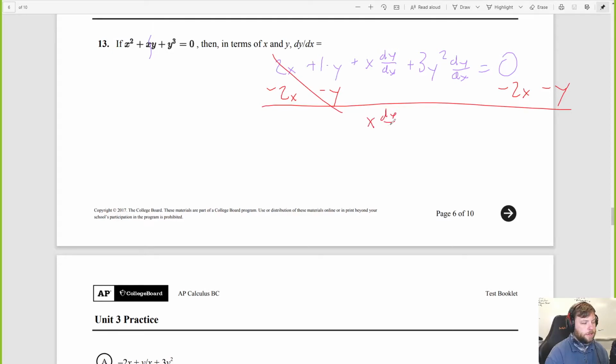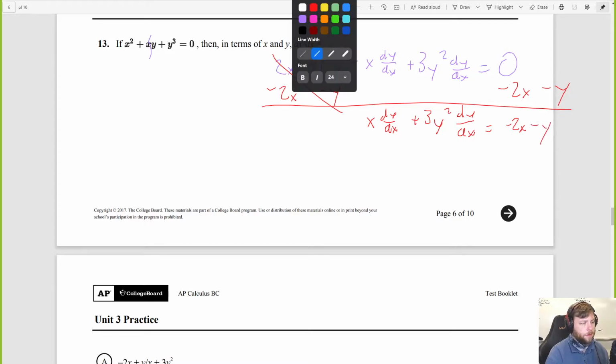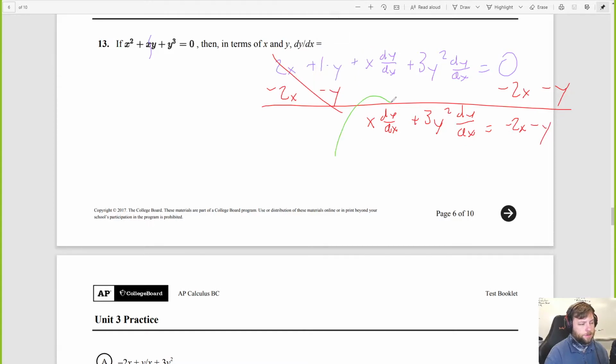x, y squared dy/dx, negative 2x minus y. Factor out that dy/dx right there. y squared, x minus y. You'll divide by the x plus 3y squared. All right, so this is my answer.